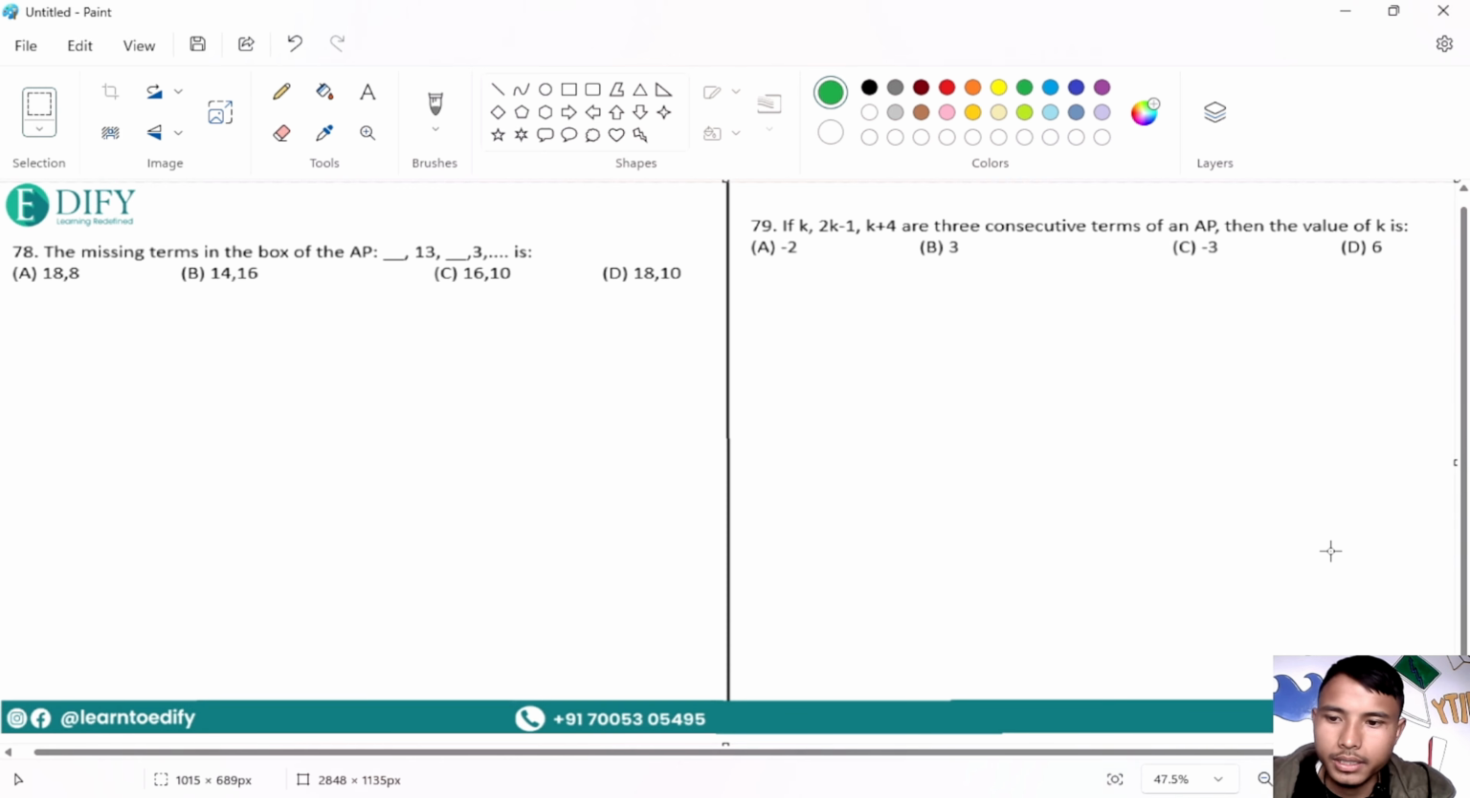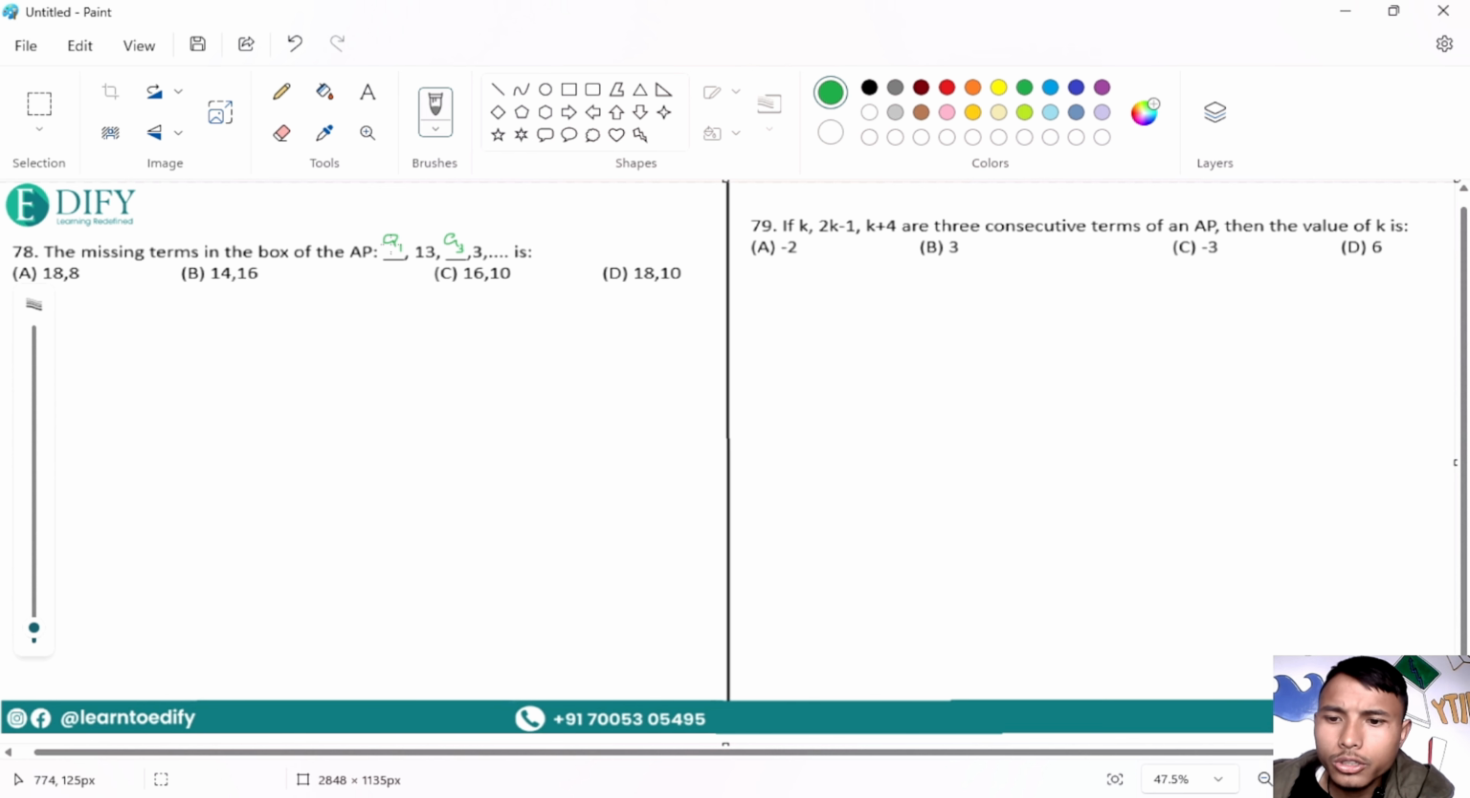Okay. The question number 78, the missing term in the box of the AP is dash, 13, dash, 3 and so on. In what, the first term and the third term. Okay, this is A1. And this is A3, number A1, A2, A3, A4.